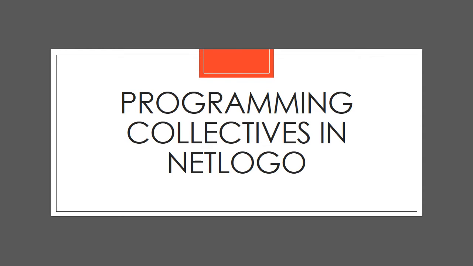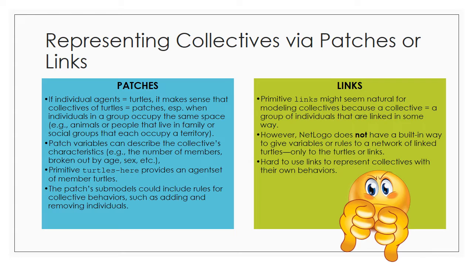So, how do we set collectives up in NetLogo? In NetLogo, we can represent collectives in two different ways, as patches or as links. If the individual agents in your model are turtles, it makes sense that collectives of turtles become patches, especially when individuals in a group occupy the same space, for example, animals or people that live in a family or social groups that each occupy a territory. The primitive turtles-here is particularly useful because it provides an agent set of member turtles.